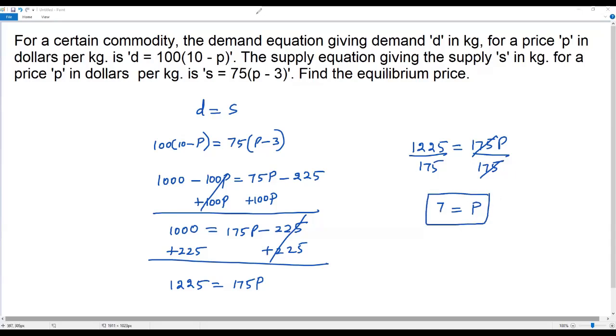This is the equilibrium price because we just equated the demand and supply and solved for P. Whenever I equate the demand and supply and solve for price, that price refers to the equilibrium price. So the equilibrium price is $7.